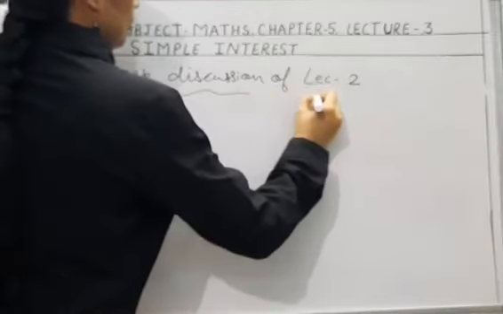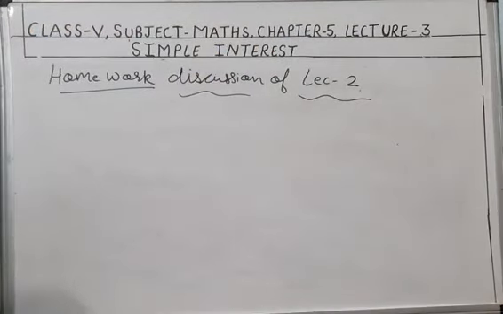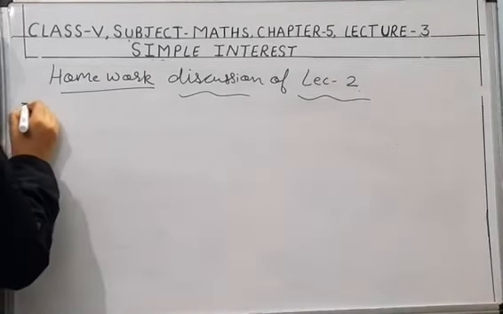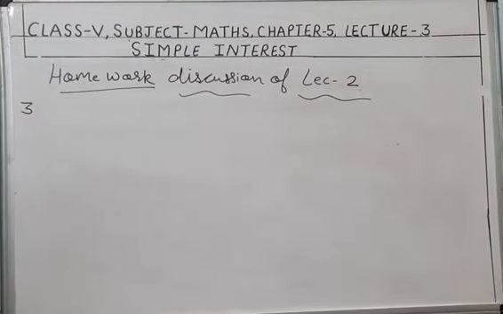So take out your practice notebooks and you have to match your answers. Question number 3 and 4 were given. Question number 3: Seema deposited rupees 1,435 for 3 years and 9 months at the rate of 5% per annum. Find the amount at maturity.